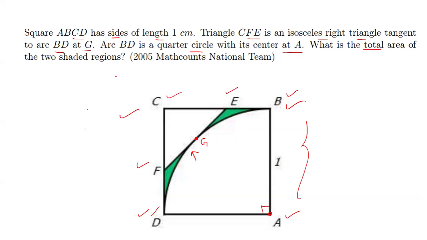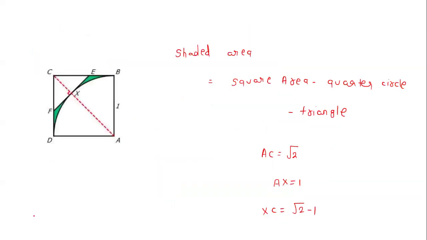So what is the total area of the two shaded regions? This green region plus this green region. These are the two shaded regions and we have to find their area. We have to tell the total area of the green region. So let's see how we can solve this.